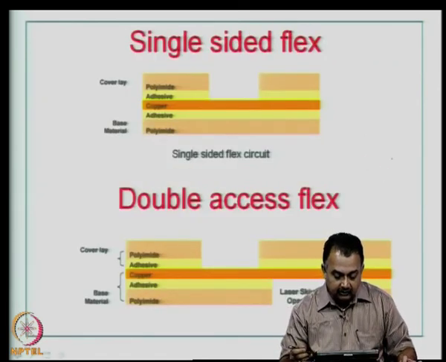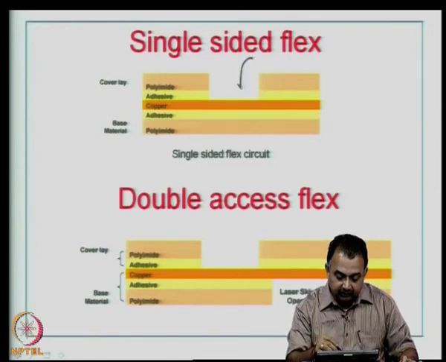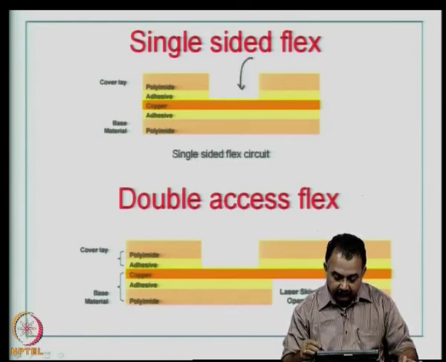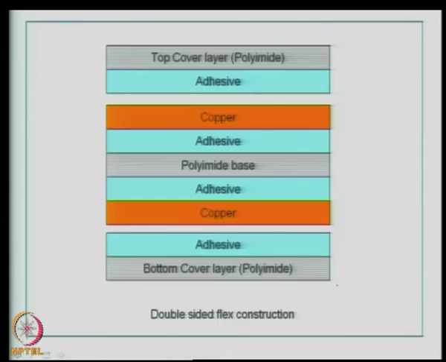So, the cross section of a single sided flex will be as shown here. We have discussed this before. You can access it from here. Now, a double access would mean that there is a single copper layer, but you can access from the top as well as from the bottom. After you bend the board, you can have access from both sides. That means you can access both sides of copper if the flex circuit is bent. So, you provide laser opening for those kinds of access that you require for testing or repair.